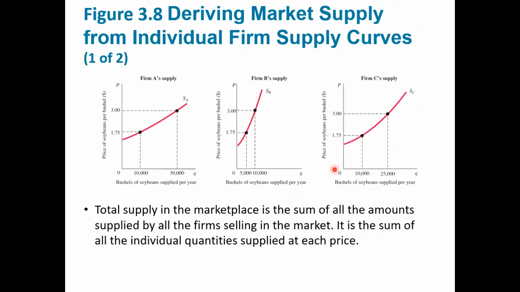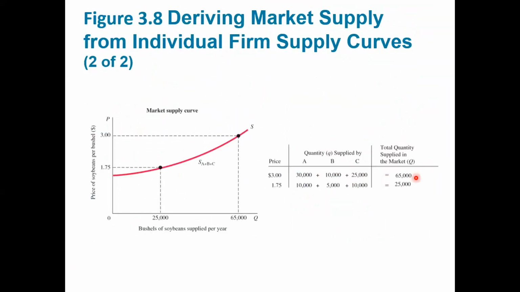Market supply. Here we have three firms, just like we did on the demand side. At $3, firm 1 does 30,000, firm 2, 10,000, firm 3, 25,000. Add them together, 65,000. Do the same at $1.75, and here's your market supply. If firms go out of business, that will shift market supply to the left. If more firms open up and compete, that'll shift it to the right.